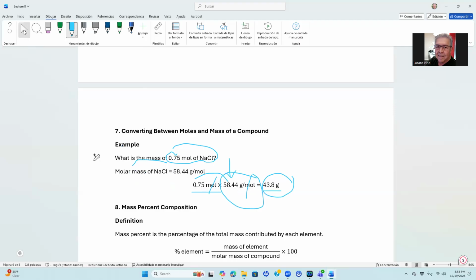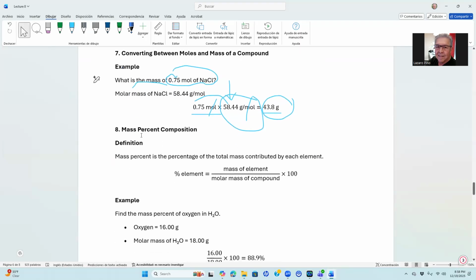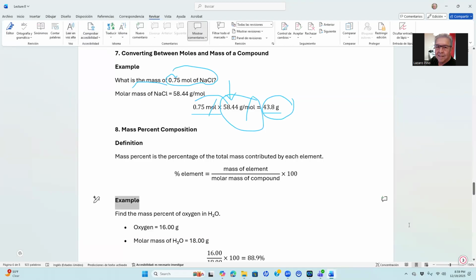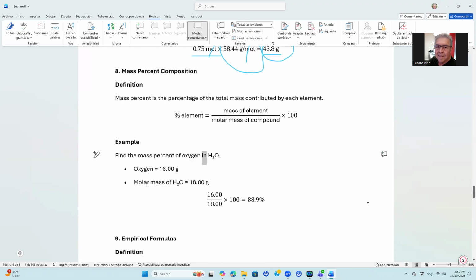How can you calculate this? Another important thing is the mass percent composition. In this case, the percent of one element in a compound is the mass of this element divided by the molar mass of the whole compound times 100. For example, find the mass percent of oxygen in H2O. Oxygen equals 16.00 g. Molar mass of H2O equals 18.00 g.